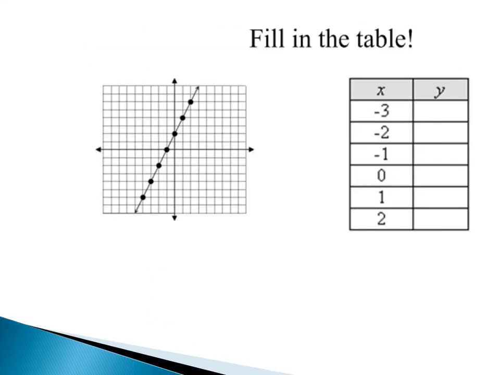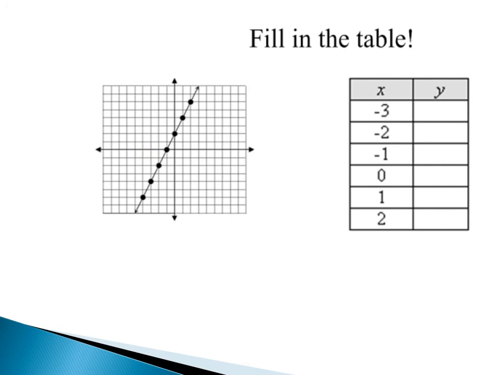All right, let's go ahead and do the opposite. I have a graph for you with all the points shown. I want you to go ahead and fill in the table. So I'm going to look for what is my y value when my x is negative 3. I'm going to look here, x of negative 3, that means I'm going to go left 3, so 1, 2, 3.